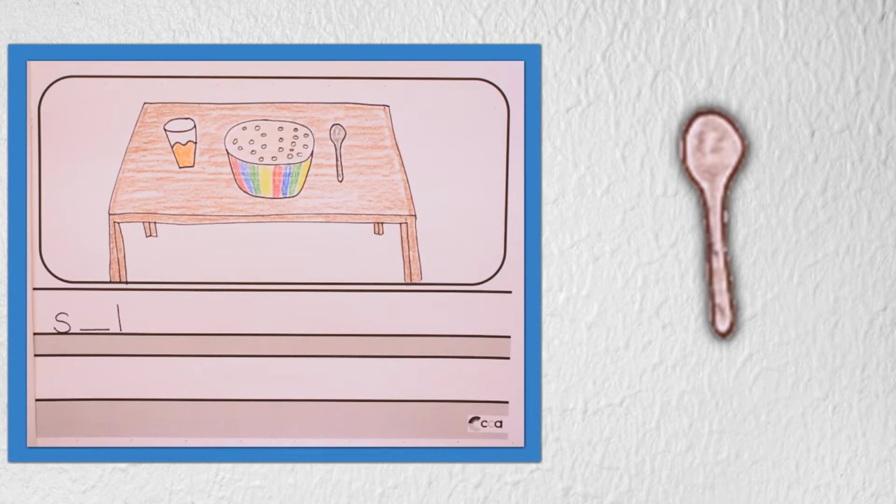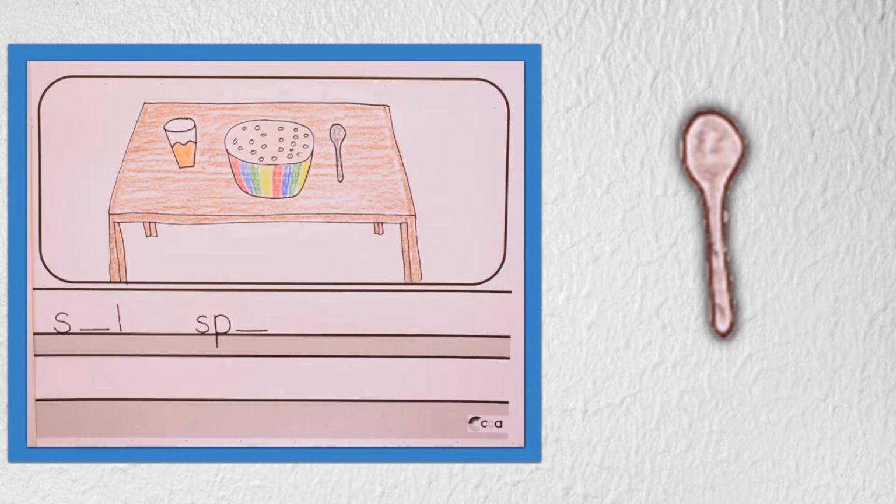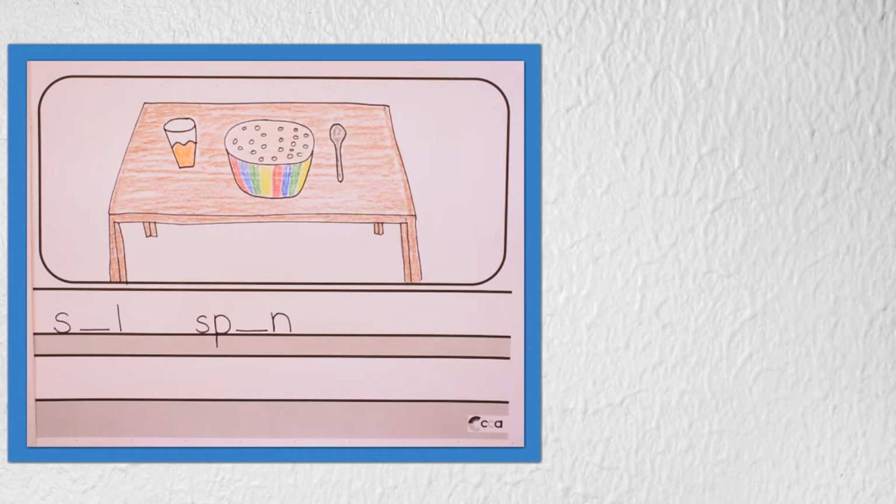I also drew a spoon. I want to write the word spoon. Spoon. I hear the oo sound, but I don't know which letter spells that sound, so I'm going to use a magic line. Spoon. I want to label one more thing.